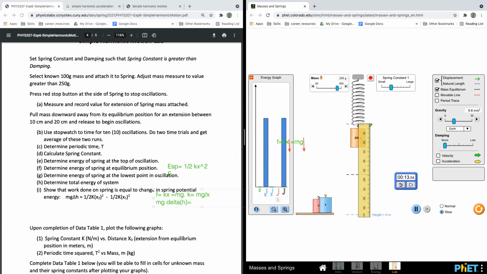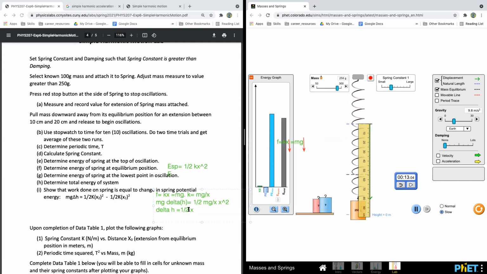Yeah, so basically it would equal the same thing, right? Yeah, k is mg over x times half x squared. So basically we cancel out x, so you get mg x over 2. So mg will be canceled off, and then delta h equals half x, right? Yes, basically. So it would be the equilibrium position then. You would have to measure it to get the work done.